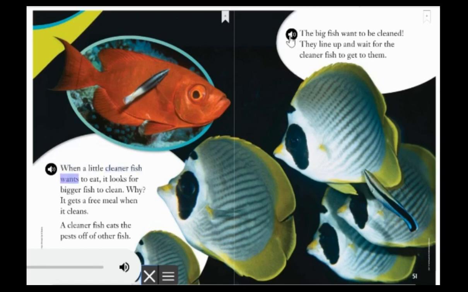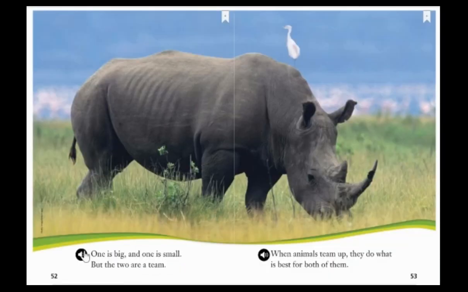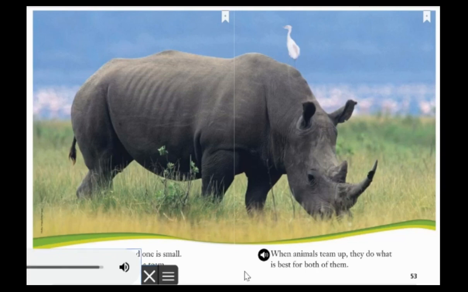When a little cleaner fish wants to eat, it looks for bigger fish to clean. Why? It gets a free meal when it cleans. A cleaner fish eats the pests off of other fish. The big fish want to be cleaned. They line up and wait for the cleaner fish to get to them. One is big and one is small, but the two are a team. When animals team up, they do what is best for both of them.